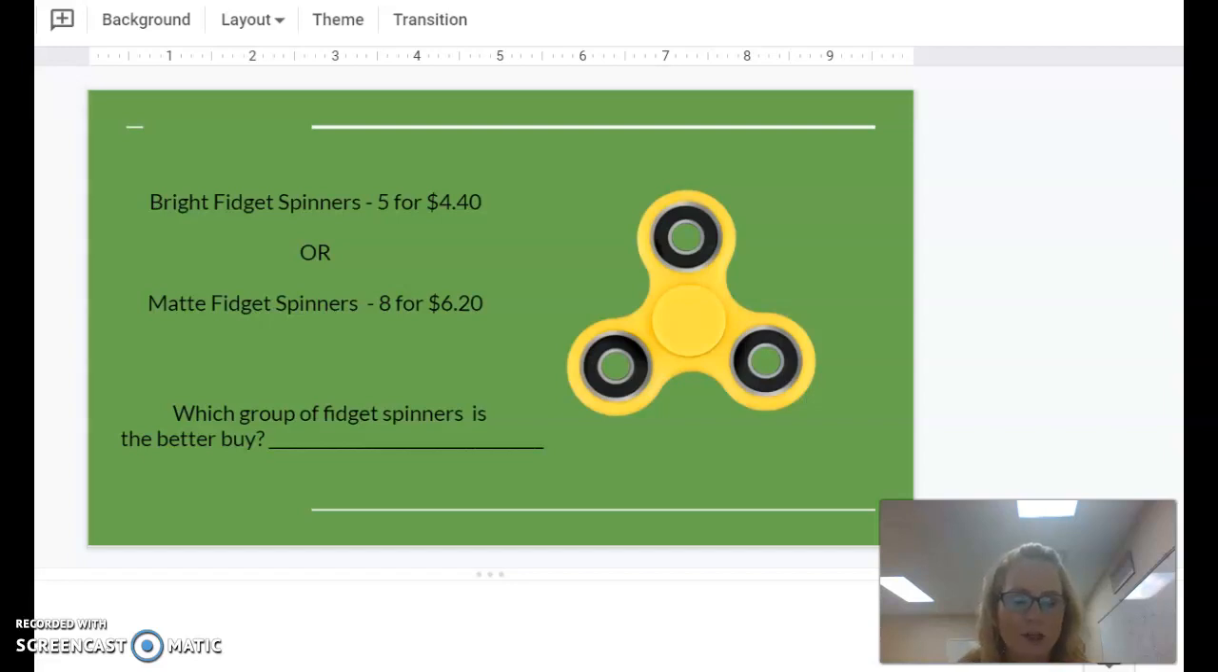One option is 5 spinners for $4.40. And the other option is 8 spinners for $6.20. The question is, which one is the better buy?